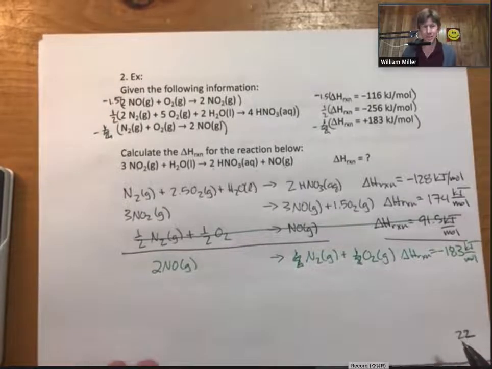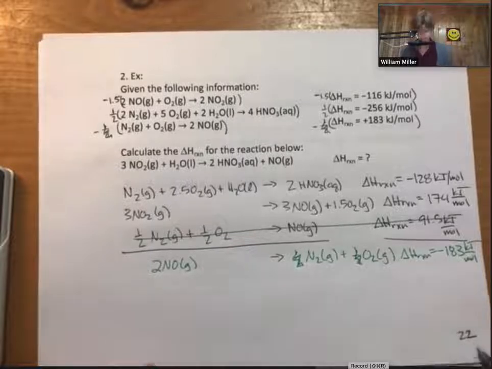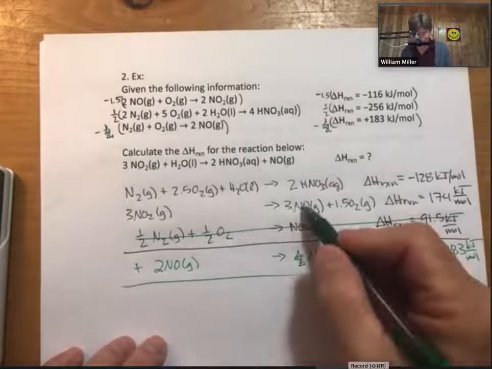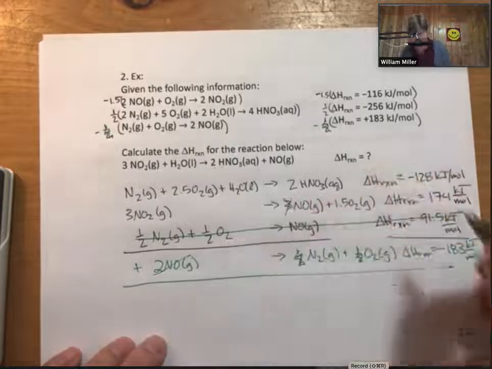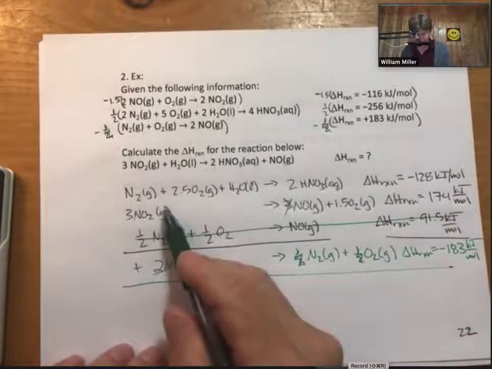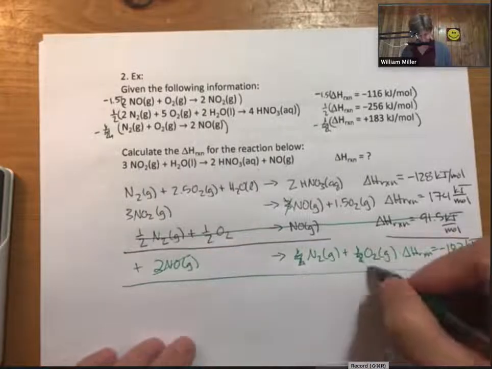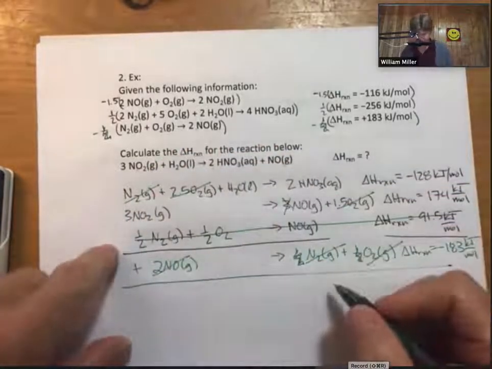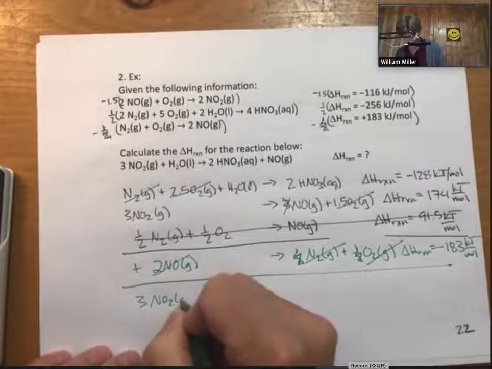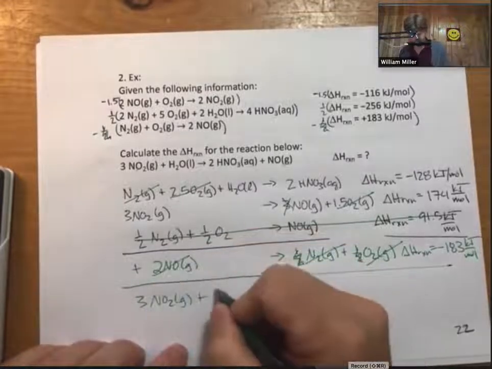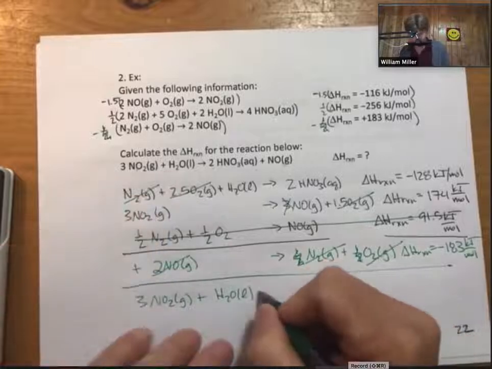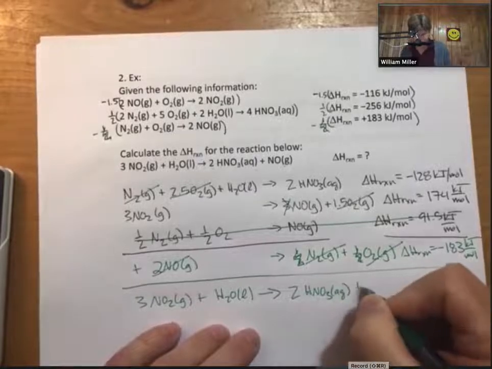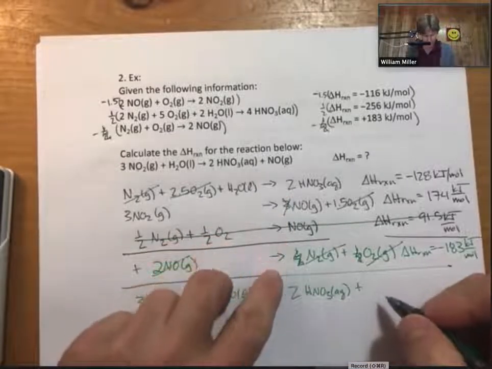They're like little puzzles. Annoying little puzzles. All right, let's see if this works out. Now I have 2 on this side and 3 on that side. Good. I have 3, good. I have 2.5 O2s, 1.5 plus 1. I have an N2 and an N2. Now all I'm left with is 3 NO2s plus H2O goes to 2 nitric acid plus, is there an NO in here somewhere? 1 NO.